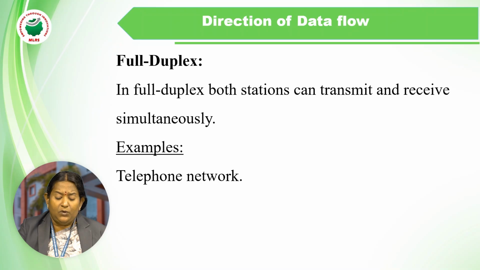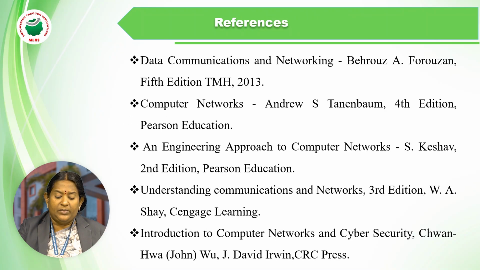Full duplex. In full duplex, both stations can transmit and receive simultaneously. Example: telephone network. When we are conversing on a telephone, when a person wants to communicate, the opposite person who is receiving the call can also communicate at the same time. This is called full duplex. So this is how the direction of flow will be.